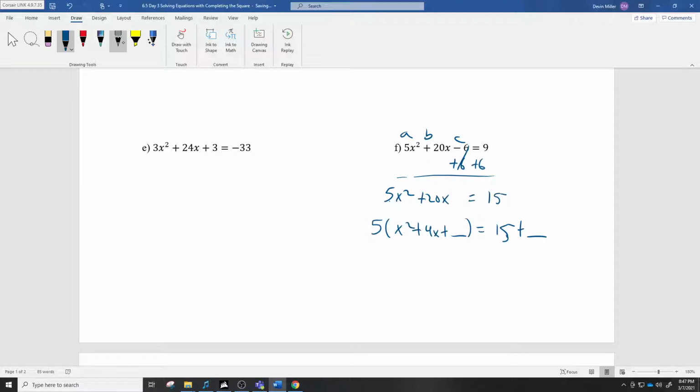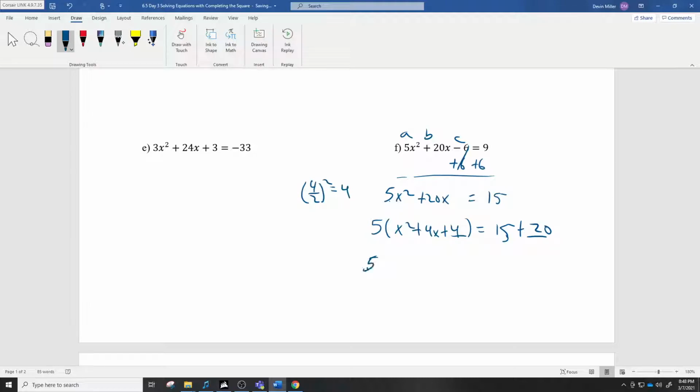And then we go off to the side, and we're going to do 4 divided by 2 and square it. So that's 2 squared, or 4, which actually means we added in 5 times 4, which is 20. All right, now we can factor this.